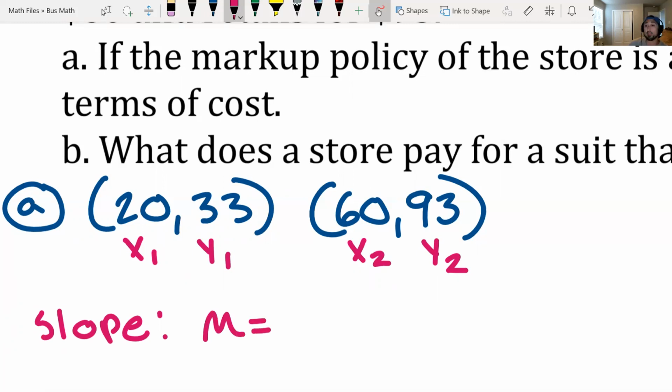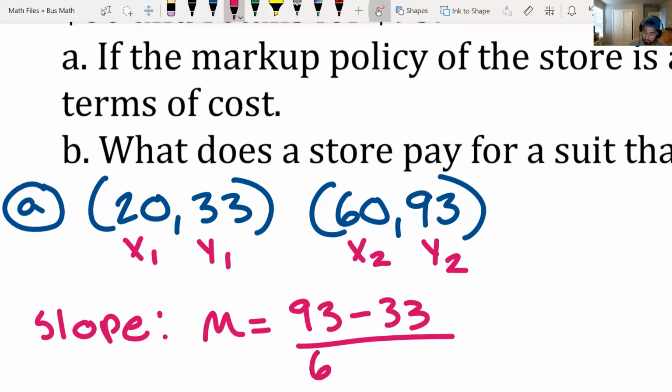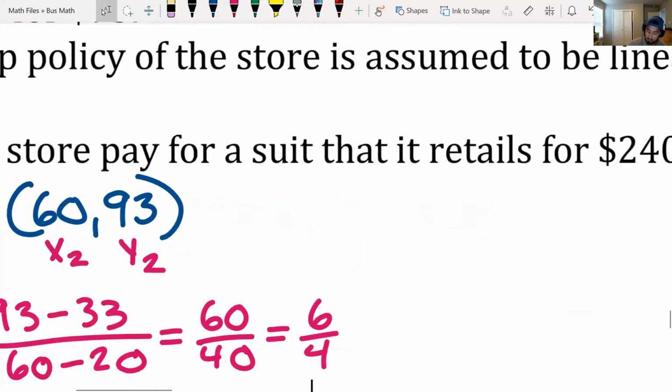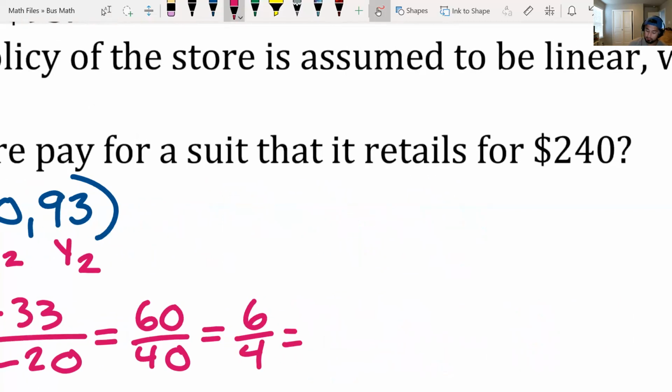M equals, I'm sure you've burned into your brain now, y2, which is 93, minus y1, which is 33, over x2, which is 60, minus x1, which is 20. This should give me 60 over 40, or 6 over 4, or even better, 3 halves.